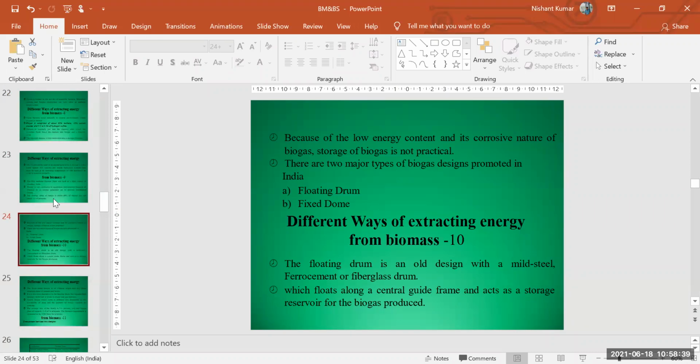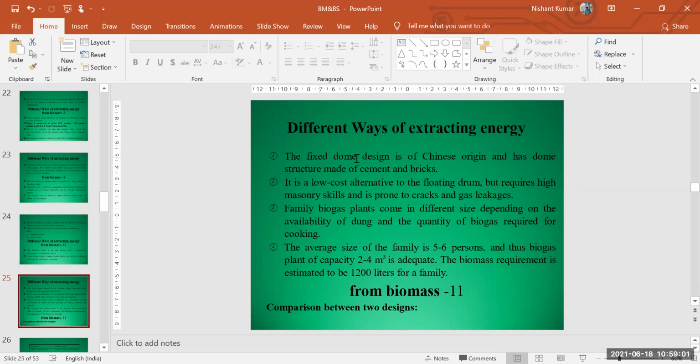The floating drum is an old design, made of solid mild steel, ferro cement or fiberglass drum, which floats along the central guide frame and acts as a storage reservoir for the biogas produced. The fixed dome design is of Chinese origin and has a dome structure made of cement and bricks. You have seen domes in a lot of mosques and temples. The same kind of structure is made, and it is cemented and fixed.